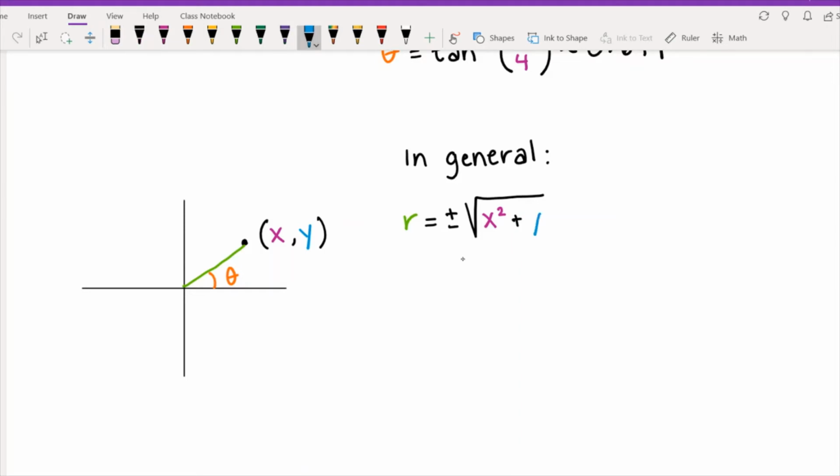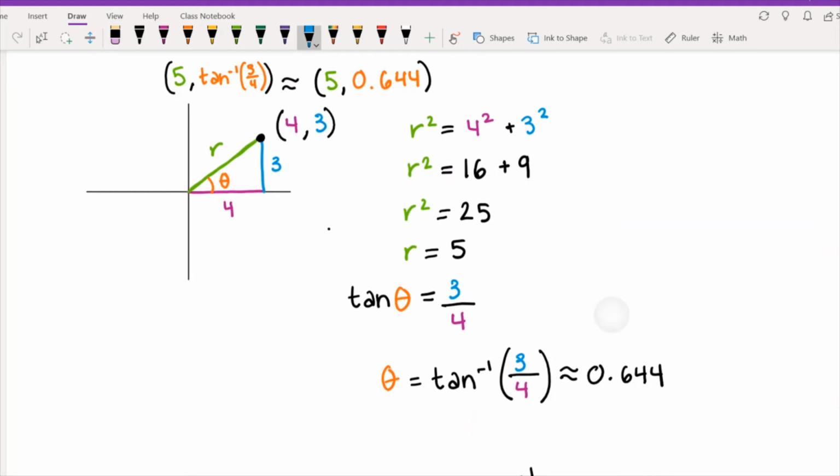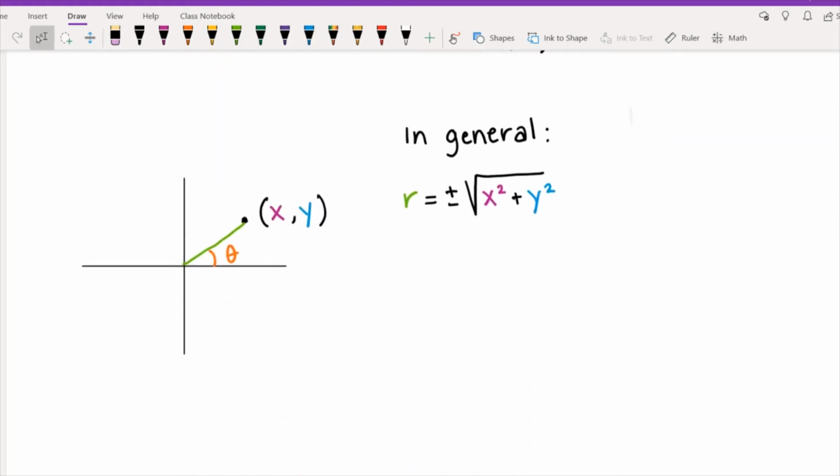So why am I saying plus or minus? Whereas here we just said, oh, r is equal to 5, right? We didn't say plus or minus 5. So the reason is that depending on where your point is, what quadrant it's in basically, the combination of using inverse tangent and finding the radius might force you to write the radius as a negative number. And so we'll do an example like that in a moment, but for now, just be aware that r could be positive or negative.